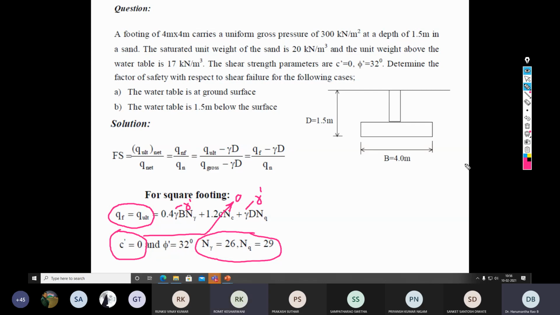Sir, we can simply do, na, sir, factor of safety is equal to Q ultimate upon Q allowable.